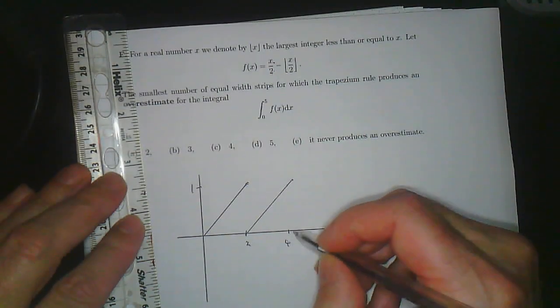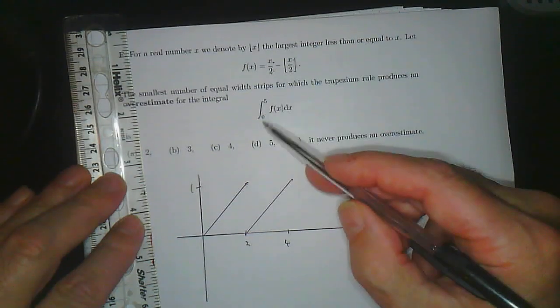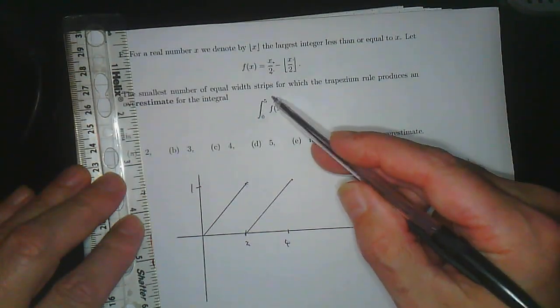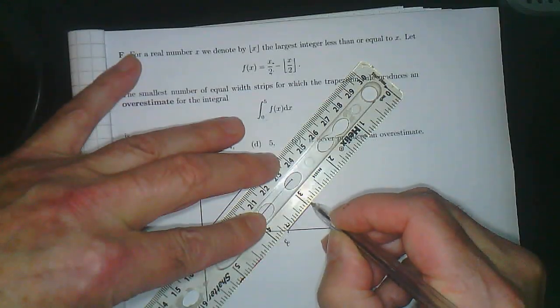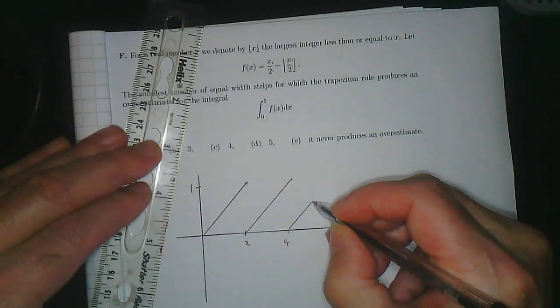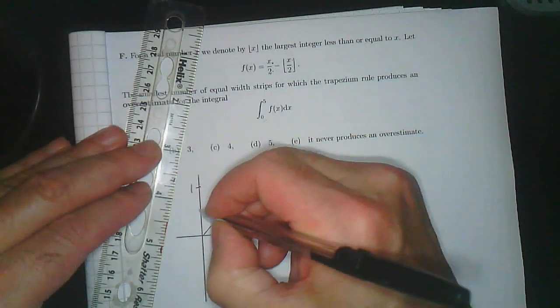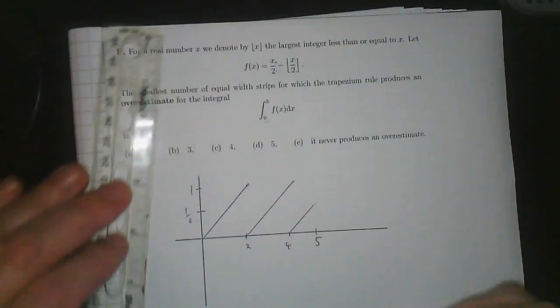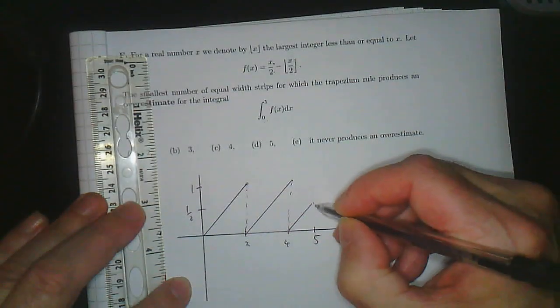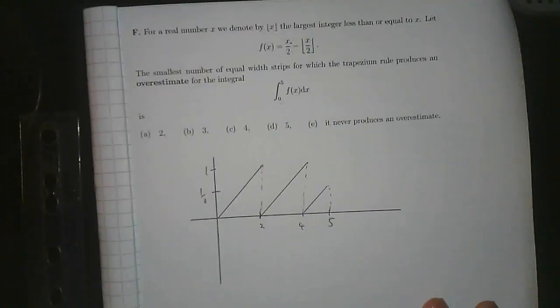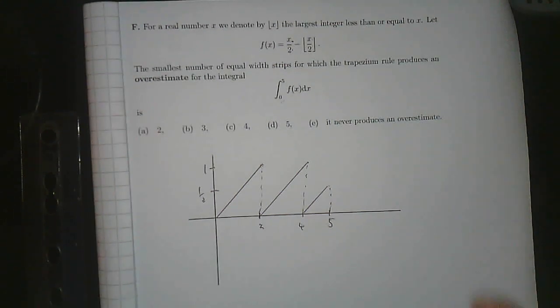And then finally, for this integral, we need to go from 0 up to 5. We need to just go halfway up. So here we are at 5. This must be a half. And that's what our graph looks like. Let me just put some dotted lines in to try and connect it up. We want to estimate the area under the graph.